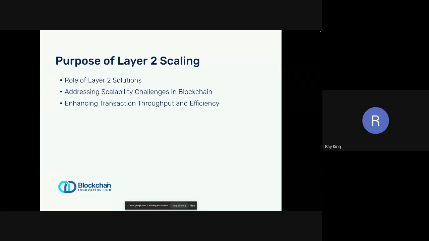Now, when we talk about transaction throughput, what we are talking about is the amount of transactions that can be handled by a certain milestone. So it could be per second, it could be per minute. It refers to the number of transactions a blockchain can process within a given time frame. So if you want to calculate the number of transactions Ethereum can handle per second or per minute, that's what transaction throughput refers to. And then the efficiency.